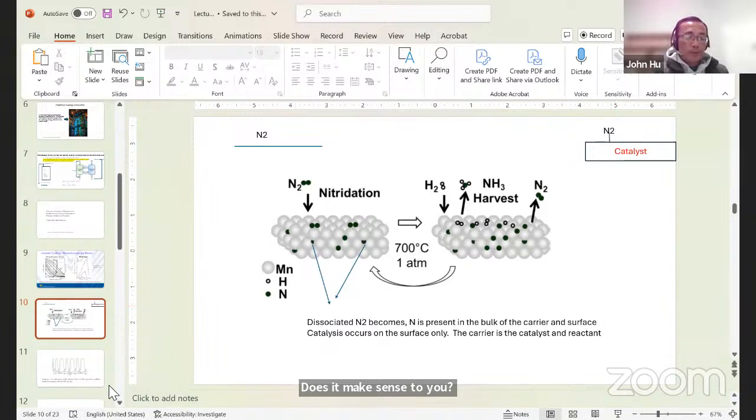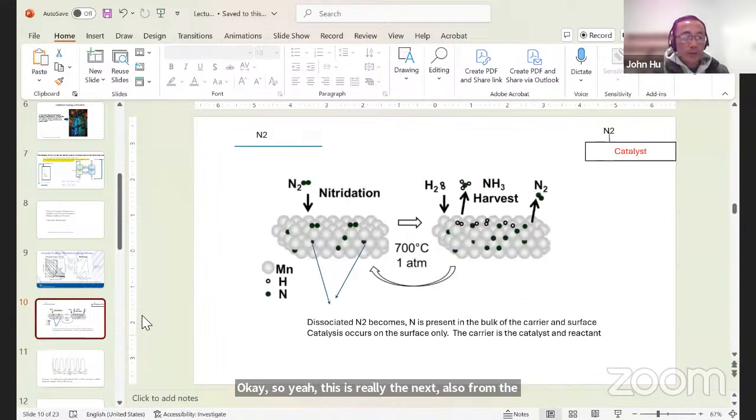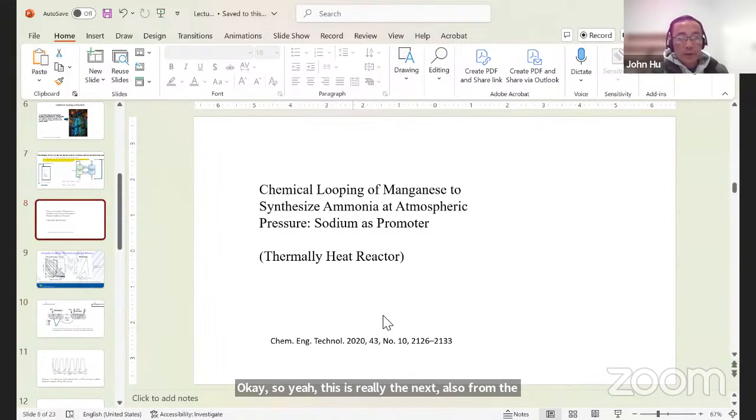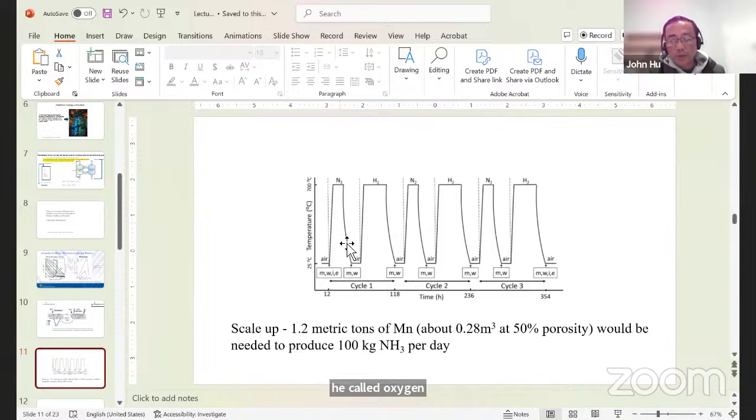Okay. So this is really the next figure, also from this paper. I cited it from this paper. That's our data, if you read the paper. So this is why you run the looping. See how they did. They start with air, which means the material is manganese oxide. Then they start the nitrogen, which becomes nitridation. Essentially the nitrogen kicks out the oxygen and becomes metal nitride.